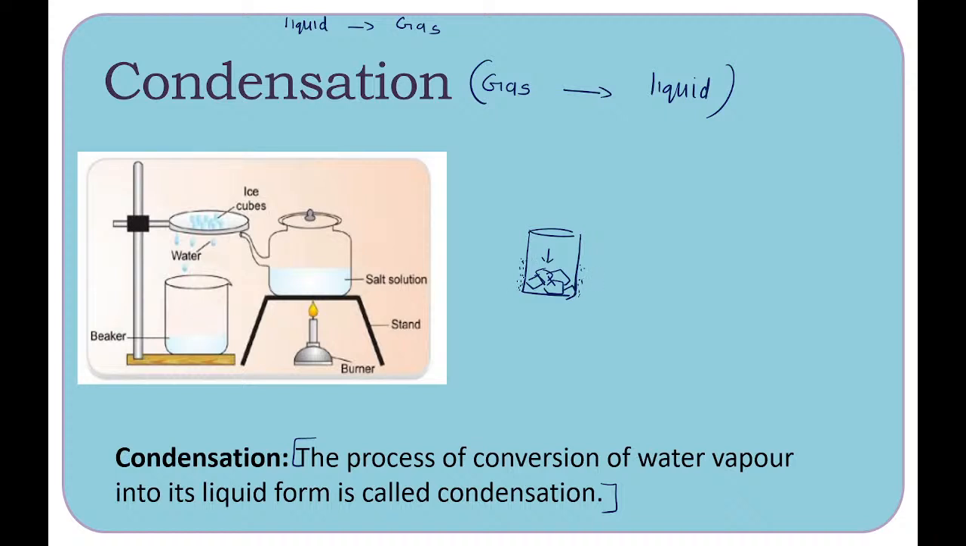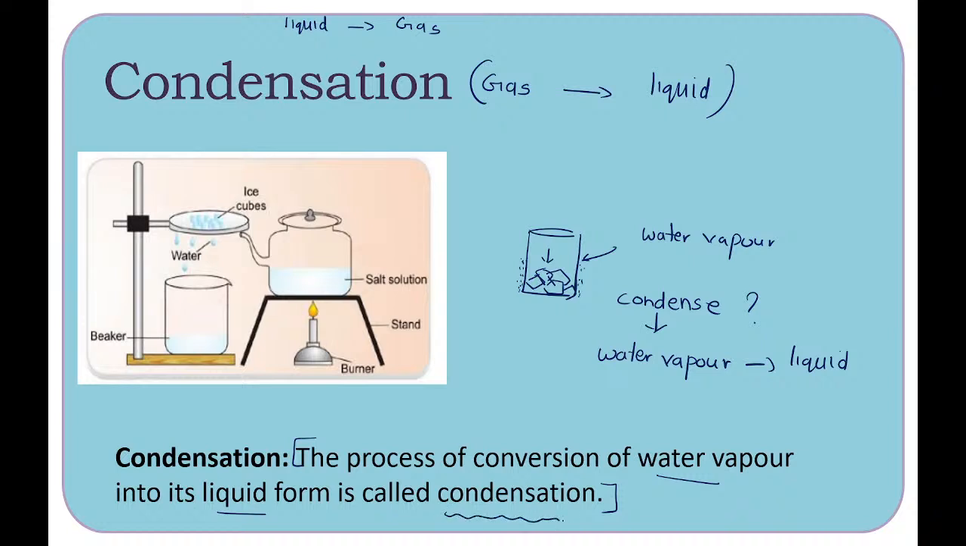So from where have the water droplets come? That means the water is present in the surrounding in the form of water vapor. So when this water vapor touches any cool surface, what will happen? It immediately condenses. Means what? This water vapor gets converted from vapor form, that is the gas form, to the liquid form. So what is condensation? The process of conversion of water vapor into liquid form is called condensation.